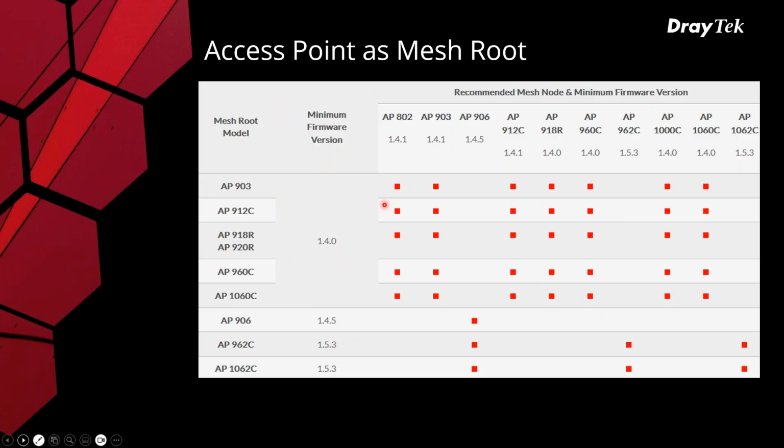So it is much the same with the APs. The ones that mesh with the AC models will mesh with each other when the AP is the mesh root, and likewise with the 906, 962, and the 1062. Well, actually, the 906 is by itself there, so it will only mesh with itself when it's a root. And this is just because there is a different operating system on these newer models here, the 962 and the 1062.